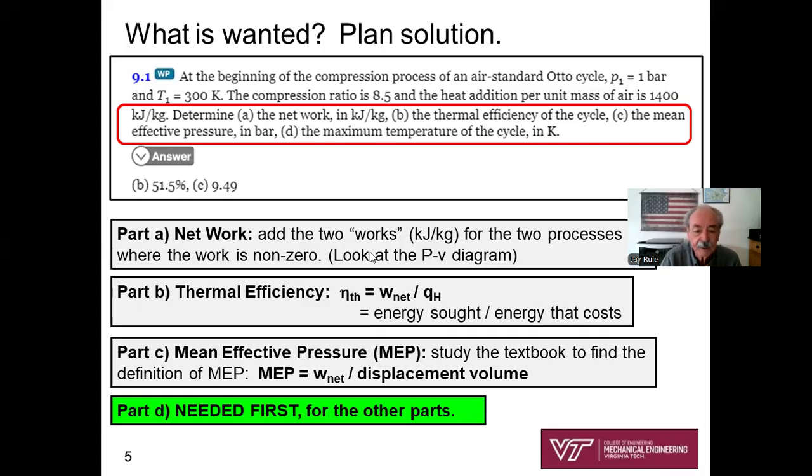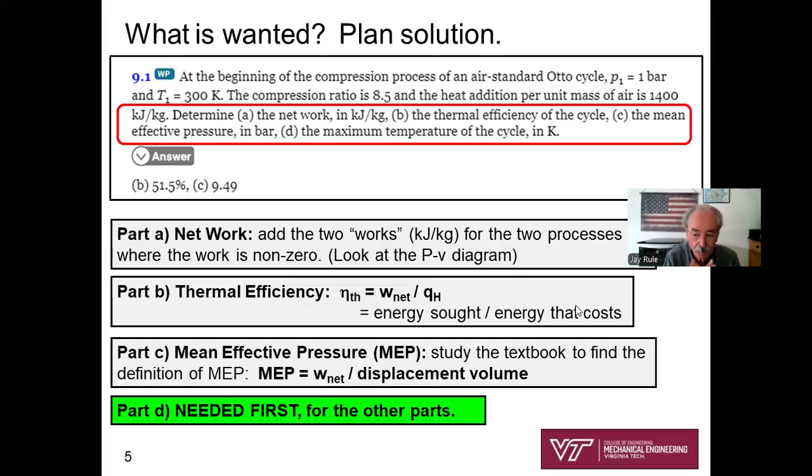Part B, thermal efficiency. That's going to be energy sought over the energy that costs. Well, common sense. The energy sought, what we're trying to do for our internal combustion engine, is get W net. And what does it cost us? Well, we've got to buy fuel for our engine. That's QH, heat added. So it's easy to figure out what the thermal efficiency is without going to a formula sheet or power cycle.